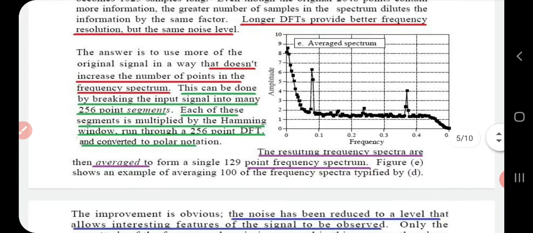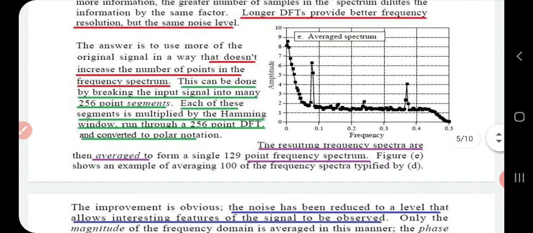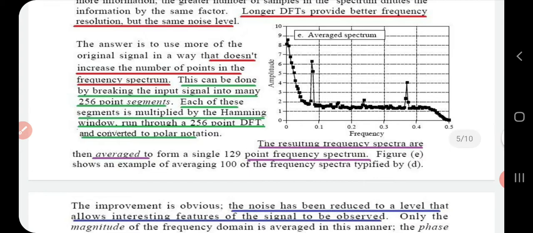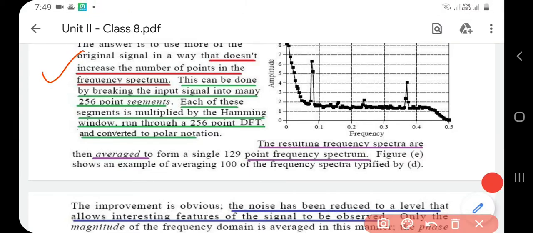Then what else can we do? That was our next question. The suggestion put forward was to use more of the original signal in such a way that it does not increase the number of points in the frequency spectrum. That is, you don't have to use a longer DFT. Instead, you can use more of the original signal itself, without increasing the number of points in the frequency spectrum.